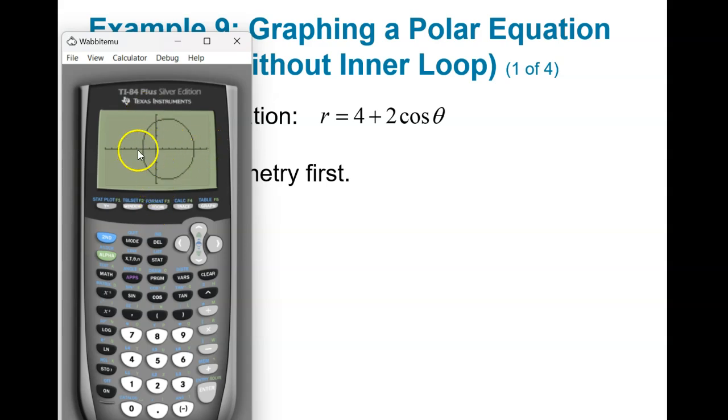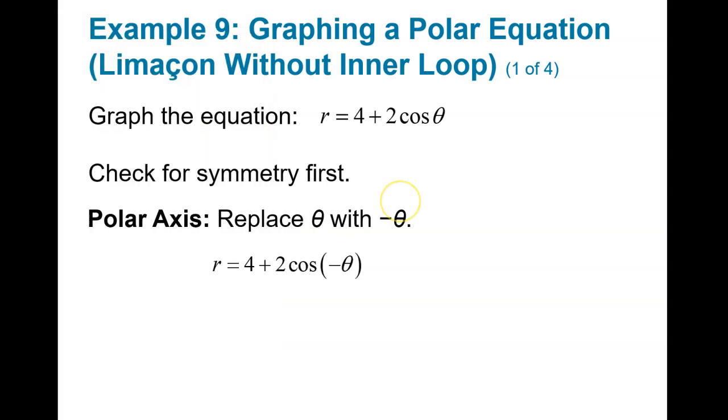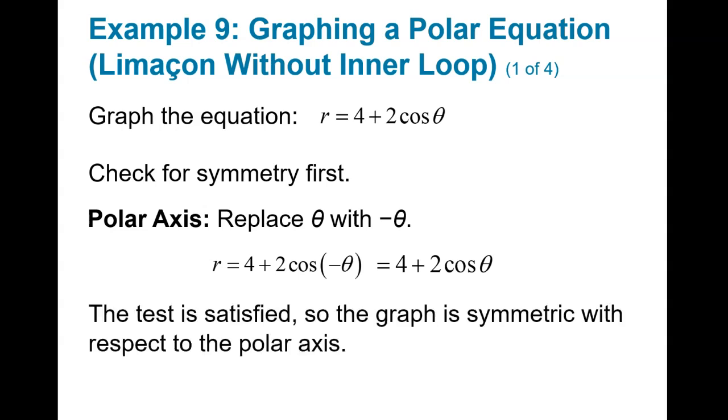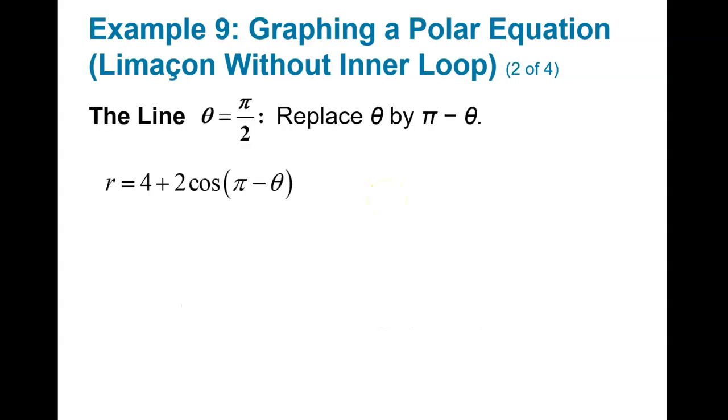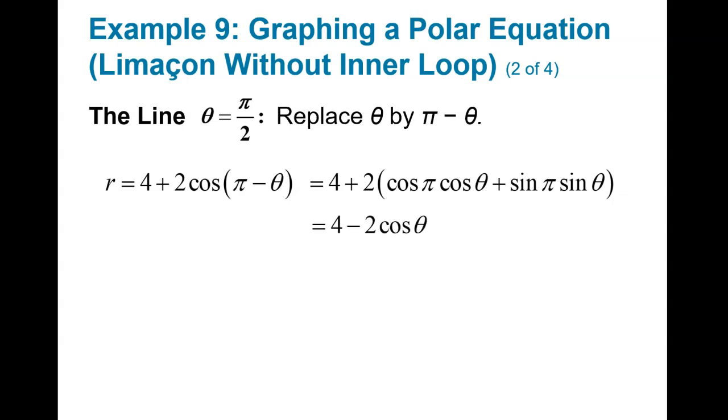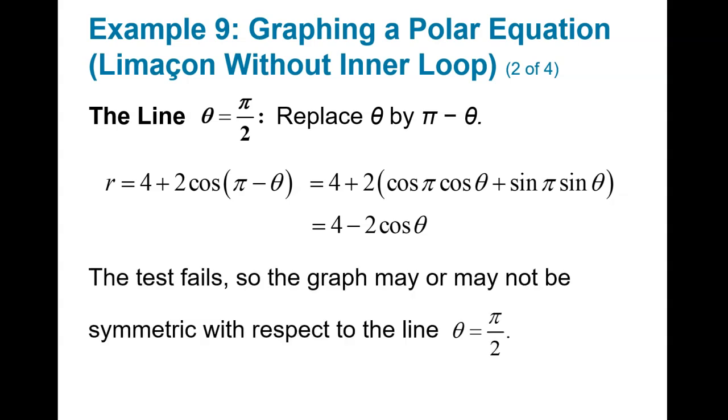So the only test that I would expect to pass is the x-axis symmetry, which is when we replace theta with negative theta. So the cosine of negative theta is the same thing as the cosine of theta by the even property of cosine. So we do get back to what we start with. So it does have polar axis, again, which is x-axis symmetry. But when we do the other checks, like plugging in the difference formula for cosine, simplifying, cosine of pi is -1, sine of pi is 0, we end up with just 4 minus 2 cosine theta. And that's not what we started with.